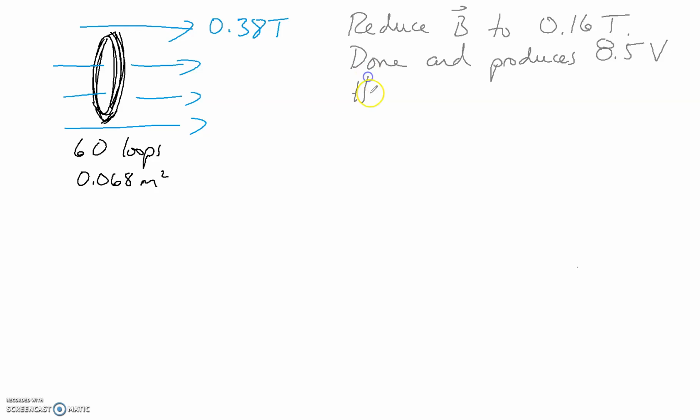Okay, so how long did it take? Let's see what we can find here. We've got field, we've got area, we've got loops. We can find fluxes, so I'm going to start by finding fluxes. If I go to my core expression, induced EMF is equal to negative change in flux divided by change in time, and we will also be incorporating that N that we had before, because we have more than one loop. So I need to find my change in flux, and I have my induced EMF to get my time. We'll piece things together here. Let's start by finding our fluxes.